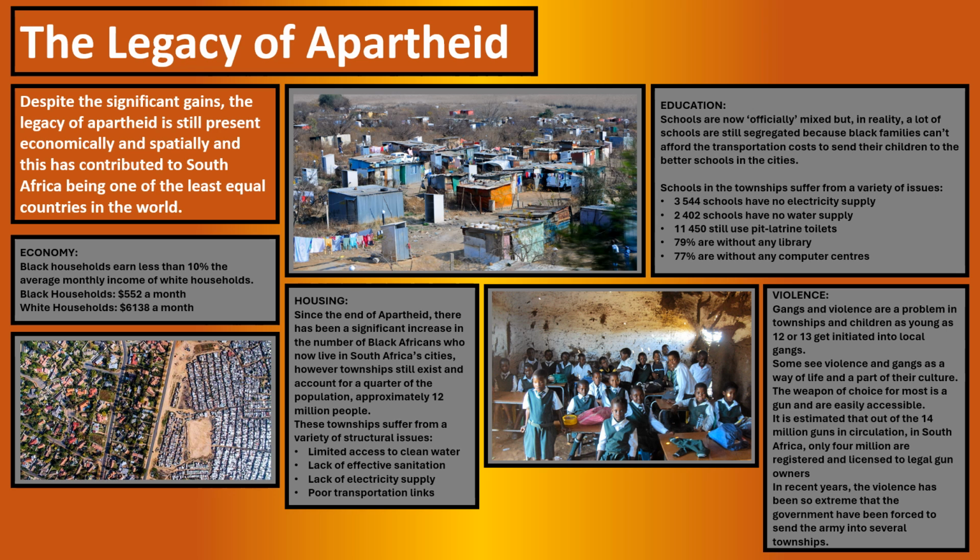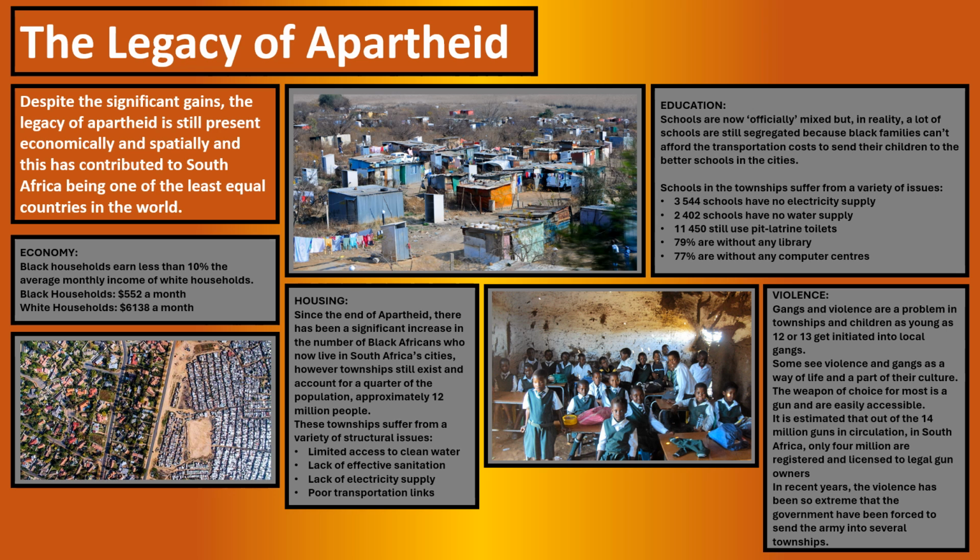black South Africans today. And in terms of violence, gangs and violence are a huge problem in the townships, and children as young as 12 or 13 get initiated into local gangs. Some see violence as gangs as a way of life and a part of their culture. The weapon of choice for most is a gun, which are easily accessible.